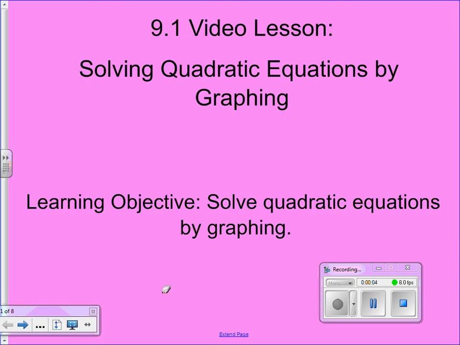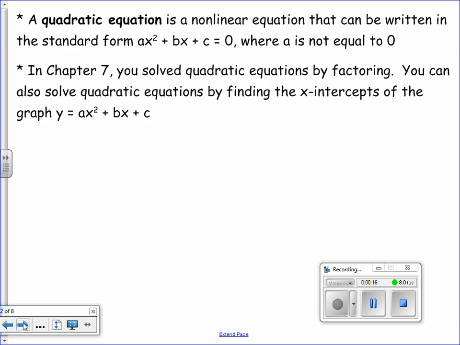Welcome to video lesson 9.1 on solving quadratic equations by graphing. So we're going to learn how to get the solutions or the roots of quadratic equations by graphing, and in chapter 7 we did that by factoring.